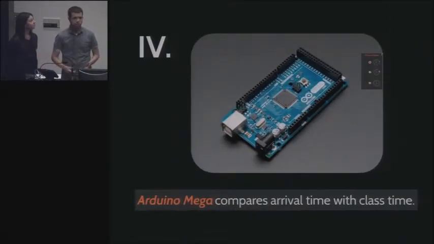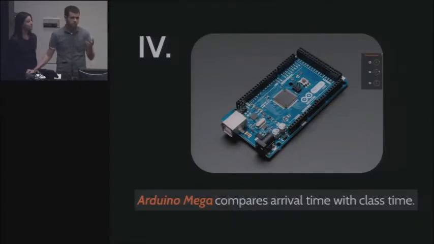Most important of all is the Arduino Omega. The Arduino Omega is the central hub of our project. It's going to hold all the electronics together and communicate between them. And right now it's going to decide whether or not the student was late based on the information on the SD card and the real-time clock. So it compares this time and decides that.